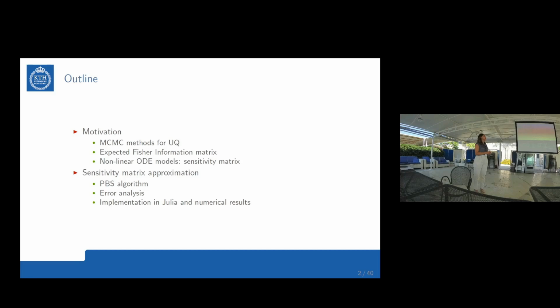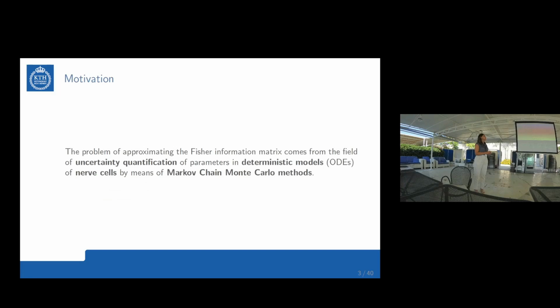Okay. So the problem of approximating the feature information comes from the field of uncertainty quantification of parameters, in my case in deterministic models, so ODE models. My models are about nerve cells, so reactions that happen in neurons. And to perform this uncertainty quantification, I use MCMC methods.